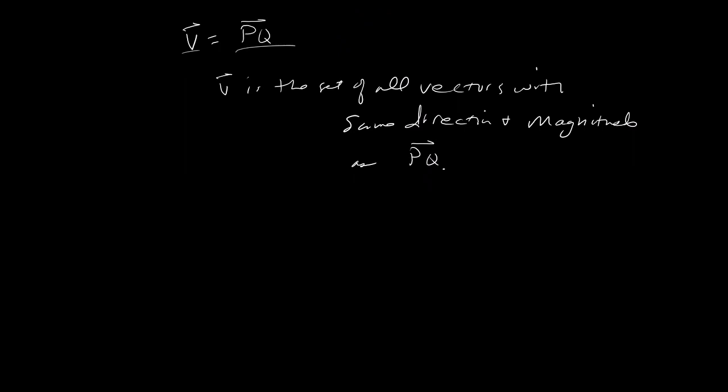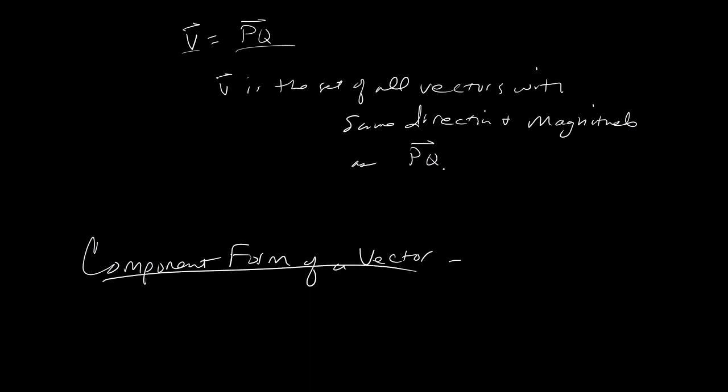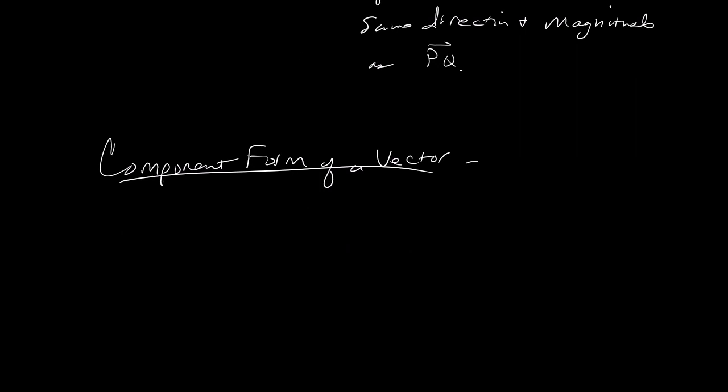Vectors can be broken down into what we call the component form. So let me write this down. Component form of a vector. This is just saying, to get from point P to Q, how far did we have to move in the x direction and how far did we have to move in the y direction? This is kind of what we're doing. So we're going to break down into the x and y components.